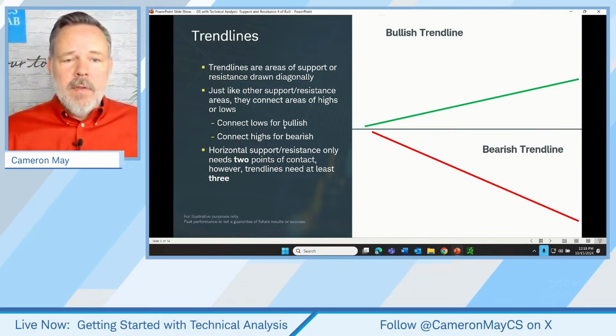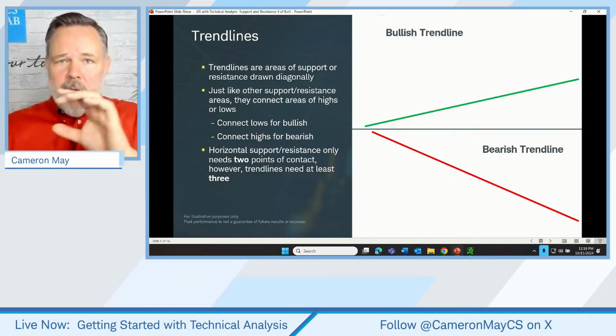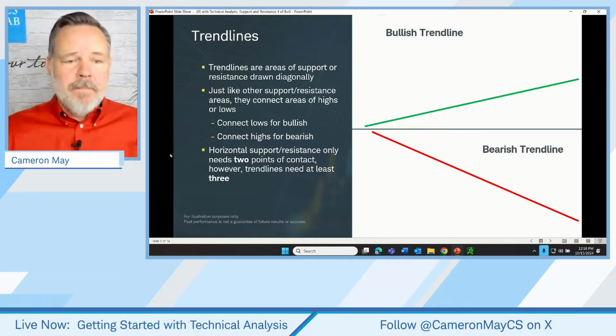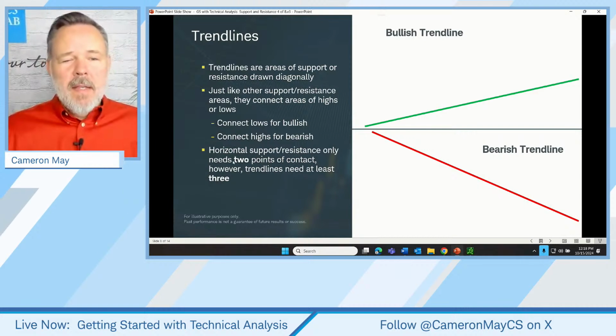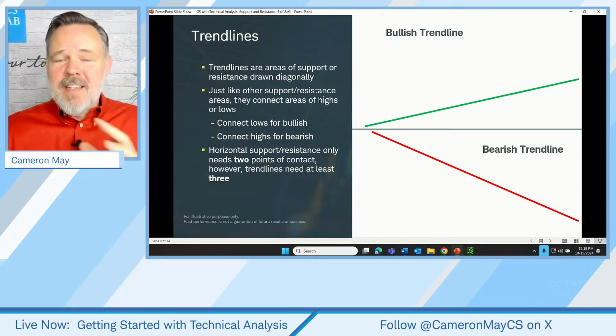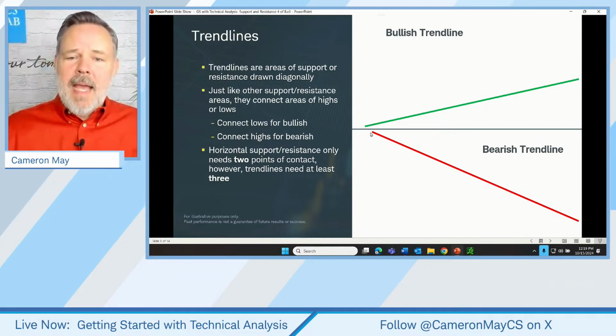We connect the lows for bullish trend lines. We connect the highs for bearish trend lines. A little bit of a technical distinction here between horizontal areas of support and resistance and trend lines. Horizontal support and resistance really only needs 2 points of contact to start gaining strength. However, with trend lines, we typically look for at least 3. That starts to establish a true upward or downward trend, okay? But these trend lines might act as support and resistance.